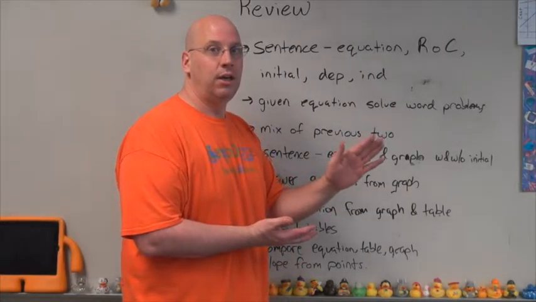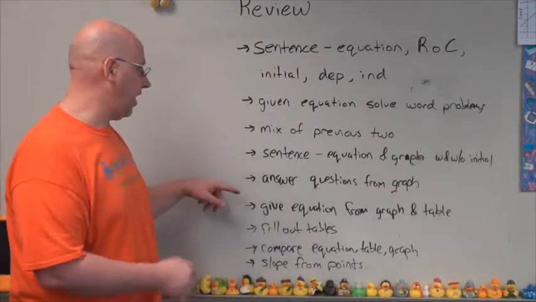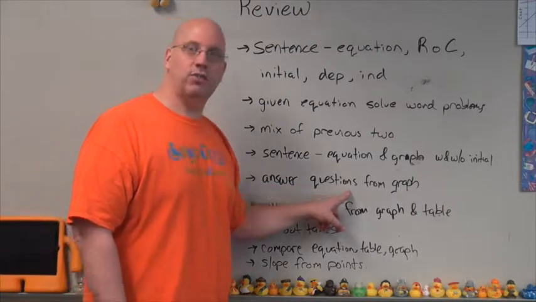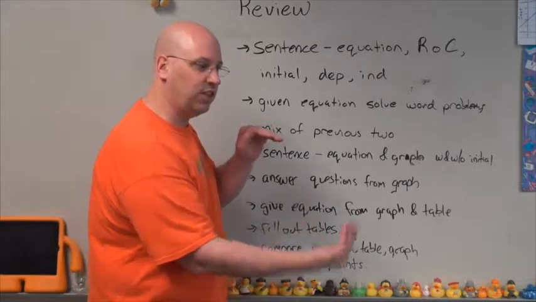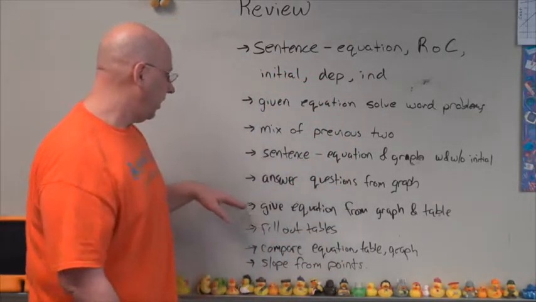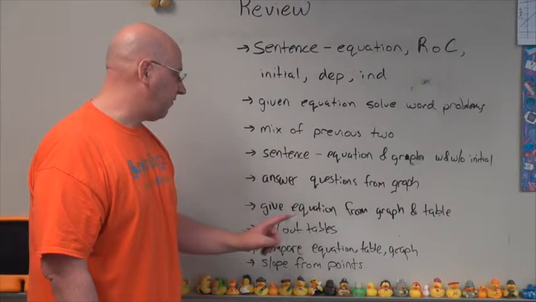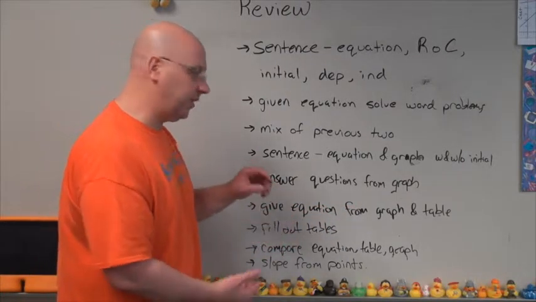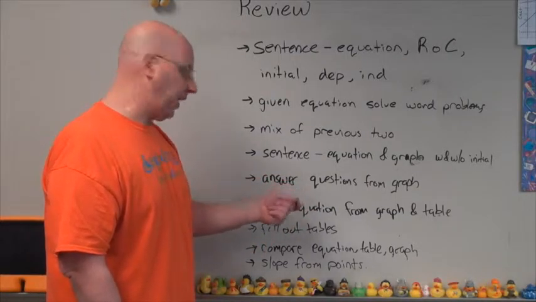So one will be proportional, through the origin, the other one will not, it'll have an initial value. You have to answer questions from a graph. So with graphs, can you interpret it? Can you tell me what these points are? If I give you this one, can you find this one? And then given an equation, give the equation from a graph and table is what you're going to have to do. So you'll be given a table, and you'll have to give what the equation would be. That would be from a graph and a table.